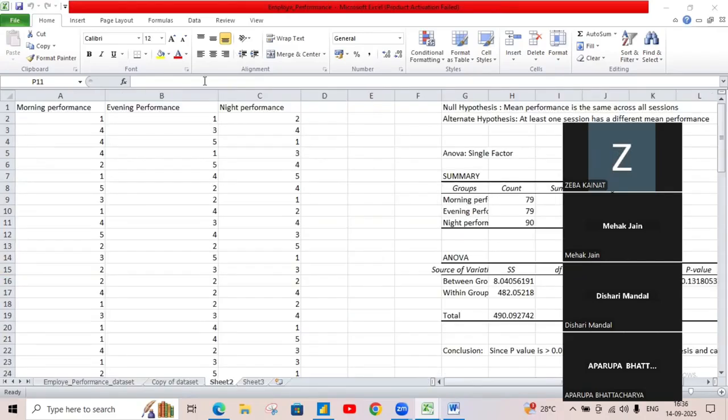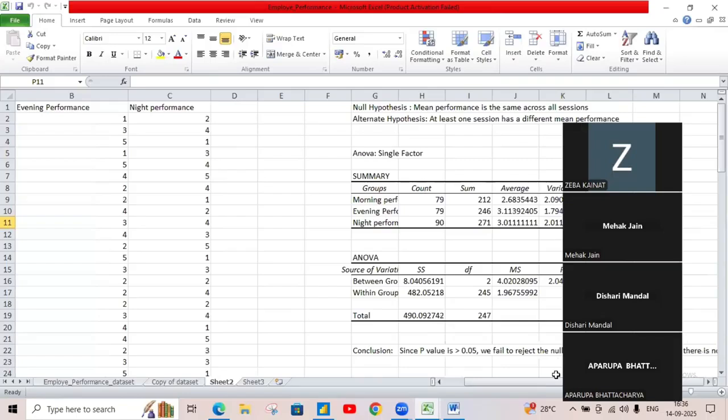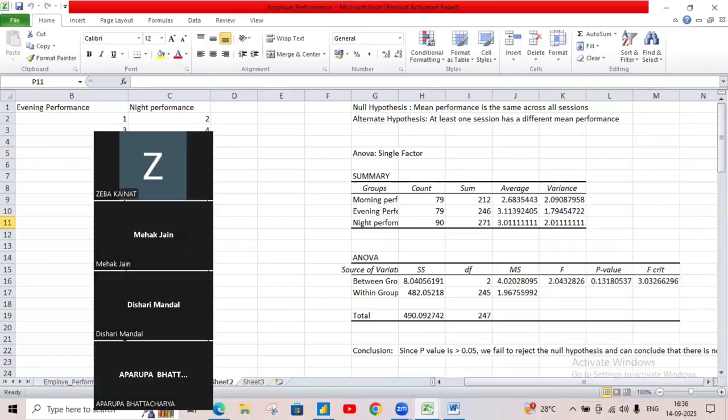Hello, everyone. So, what I've contributed to the project is hypothesis testing using ANOVA. ANOVA is basically an analysis of variance, which is used to compare the means of two different samples.